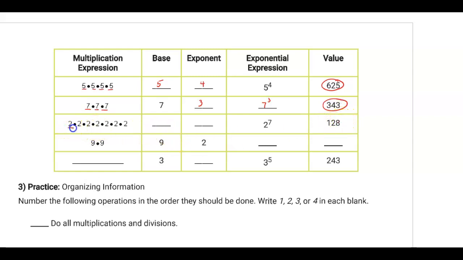Now the next one, I have 2 times 2 times 2 times 2, and so on. So my base is 2. How many times am I multiplying by itself? 7. So I would write that as 2 to the 7th, which is 128. So 9 times 9, base is 9, exponent is 2. I would write that as 9 to the 2nd power, which is 9 times 9, which is 81. Now, if my base is 3, my exponent then is 5, and I would write this out or expand it as 3 times 3 times 3 times 3. I would multiply 3 by itself 5 times.